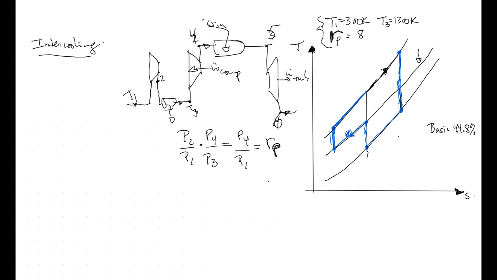So if each compressor has the same pressure ratio, I'm going to call it RP prime. Then the overall ratio is RP prime squared. So that means that RP prime is equal to the square root of RP. In this case, it's the square root of 8, which is about 2.8, I think 2.82 or something like this. So if we have two compressors or two turbines, the pressure ratio across each, RP prime, is equal to square root of 8, so that they both have the same pressure ratio.